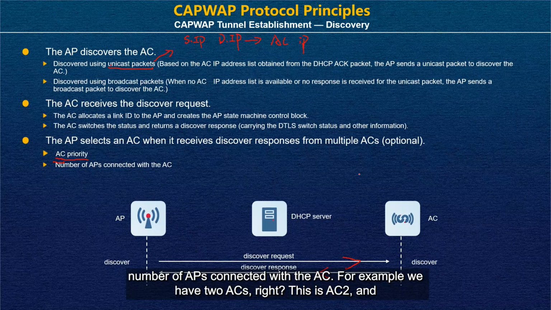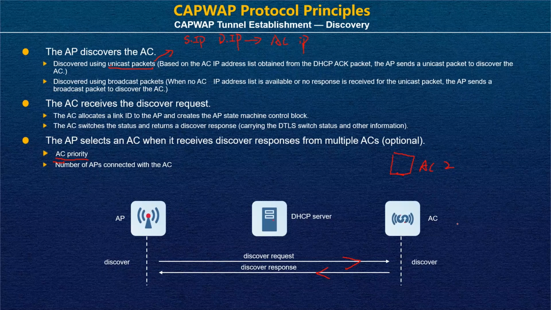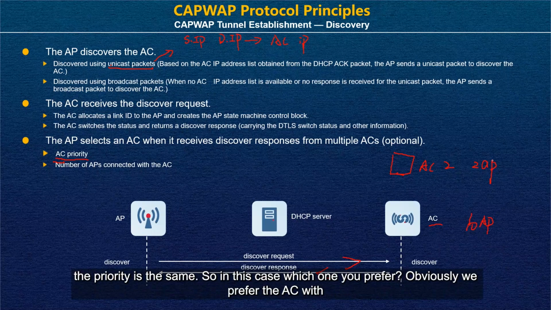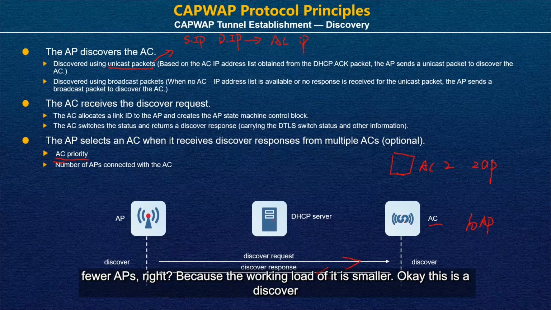For example, we have two ACs. This is AC2. Now we already have 10 APs connected with the first AC, and we have two APs connected with AC2. Of course, the priority is the same. So in this case, which one do you prefer? Obviously, we prefer the AC with fewer APs, right? Because its working load is smaller. Okay, this is the discover state.